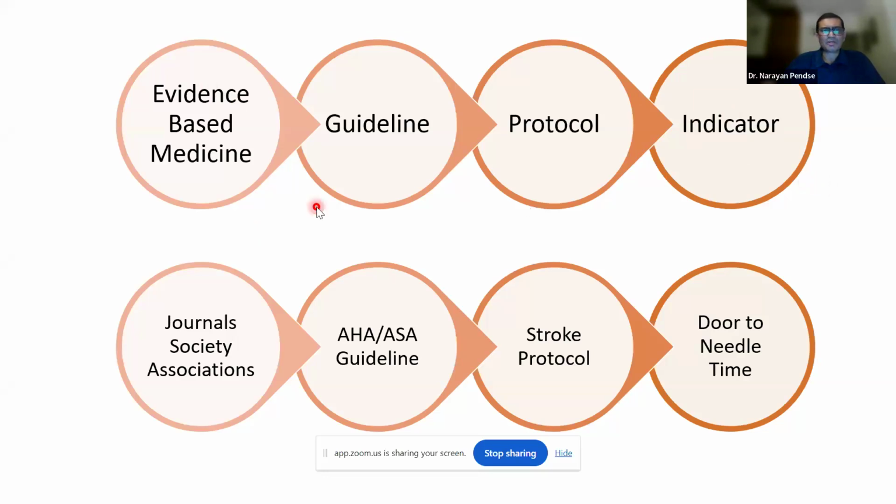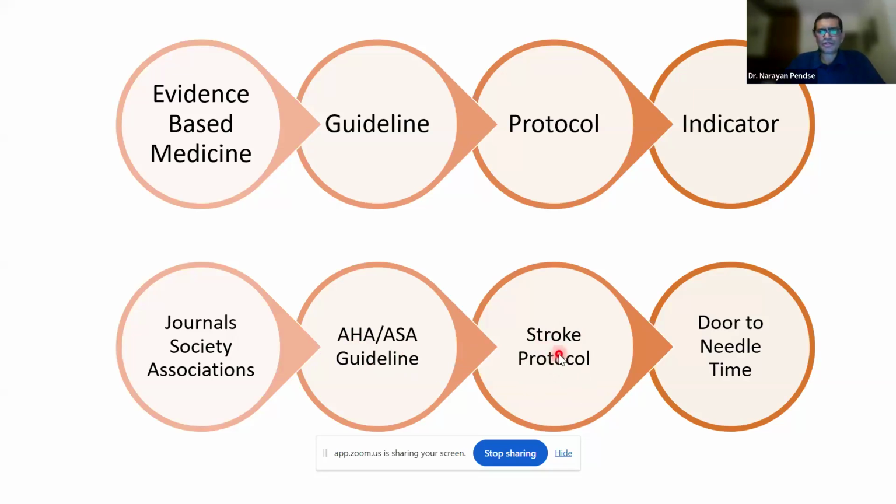And to give an example of this, let's say for neurological stroke patients, there are various journals, societies, associations, etc., which come out with different guidelines. For example, the American Heart Association, American Stroke Association, ICMR has its own guidelines, Ministry of Health and Family Welfare of India has its own guidelines, WHO has its own guidelines, and from them, the healthcare organization is expected to derive its own stroke protocol, for example.